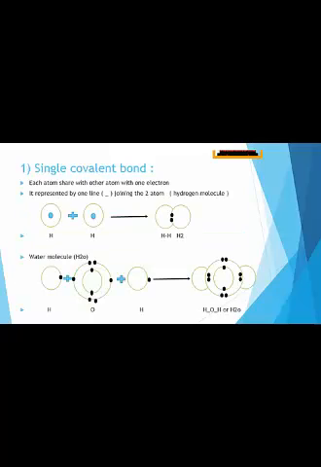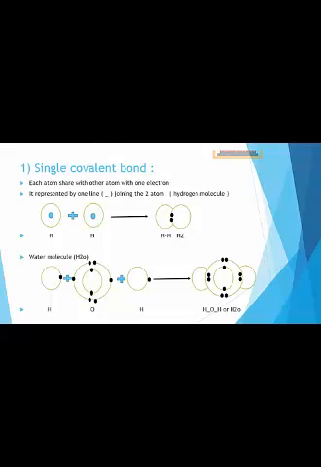Firstly, the single covalent bond. Each atom in this case will share only one electron with the other atom. So it is named a single covalent bond, and it is represented by one line joining the two atoms. For example, the hydrogen molecule consists of one hydrogen atom and another hydrogen atom. Every atom will share one electron. So in hydrogen H2, every atom will be completely filled with 2 electrons in the outermost energy level.